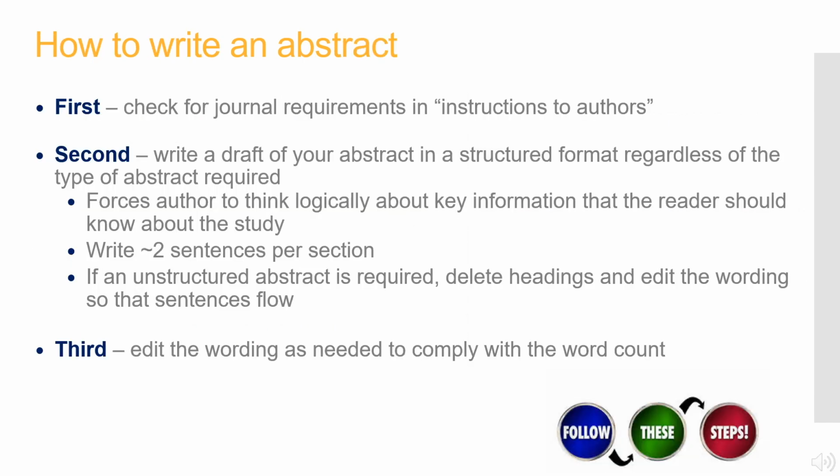When beginning to write an abstract, first check for journal requirements in the Instructions to Authors section, as I just mentioned. Second, write a draft of your abstract in a structured format regardless of the type of abstract required. This forces you to think logically about the key information you should provide the reader to know about what your study entails. Write approximately 2 sentences per section, and if unstructured, delete the headings and edit the wording so that the sentences flow. Third, edit the wording as needed to comply with the required word count.